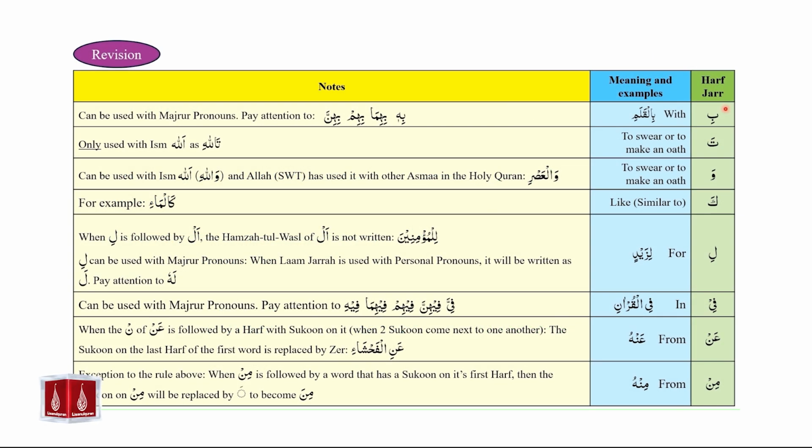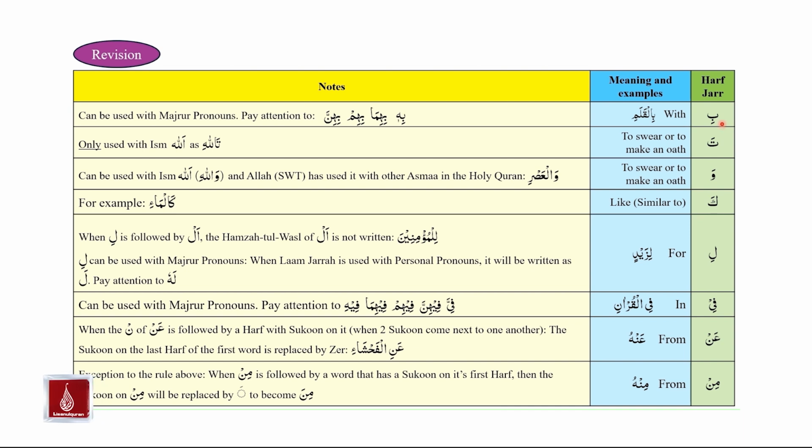Next, we started the study of the different huruf jara. We studied that there are a total of 17 huruf jara in Arabic language, but we will be studying 11 huruf jara which are most commonly used in the Holy Quran. In the first two parts of the murakkab jari lectures, we have studied the first 8 of these huruf jara. To summarize, they are as follows.